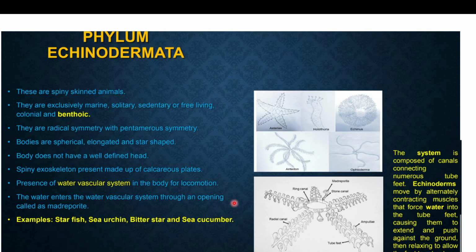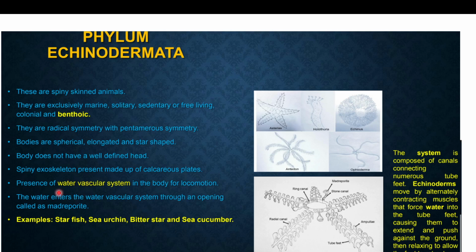Then we have echinoderms or starfish, which are spiny skinned animals, starfishes, etc. Exclusively marine, can be solitary, sedentary, or free living, and they show radial symmetry. It will be radial symmetry and pentamerous symmetry. Bodies can be spherical, elongated, or star shaped. Body doesn't have a well defined head.